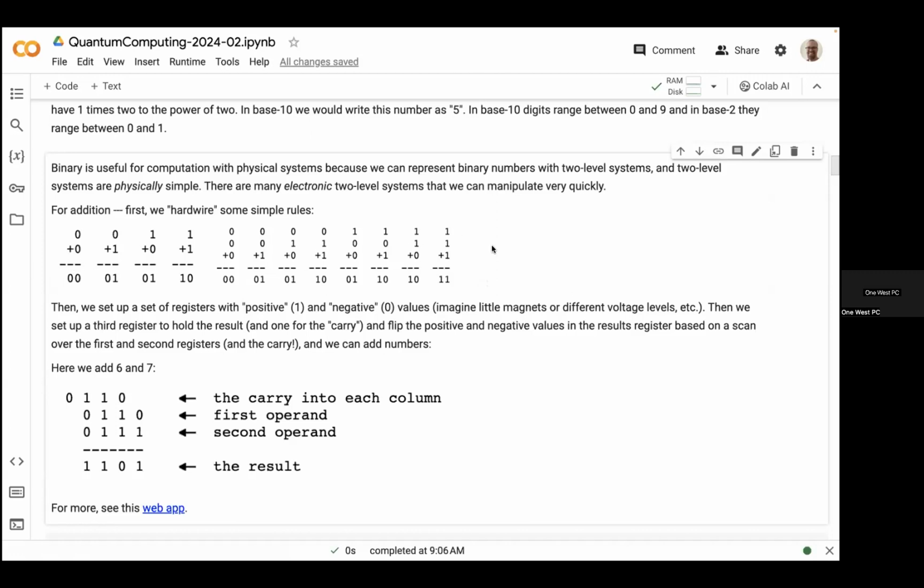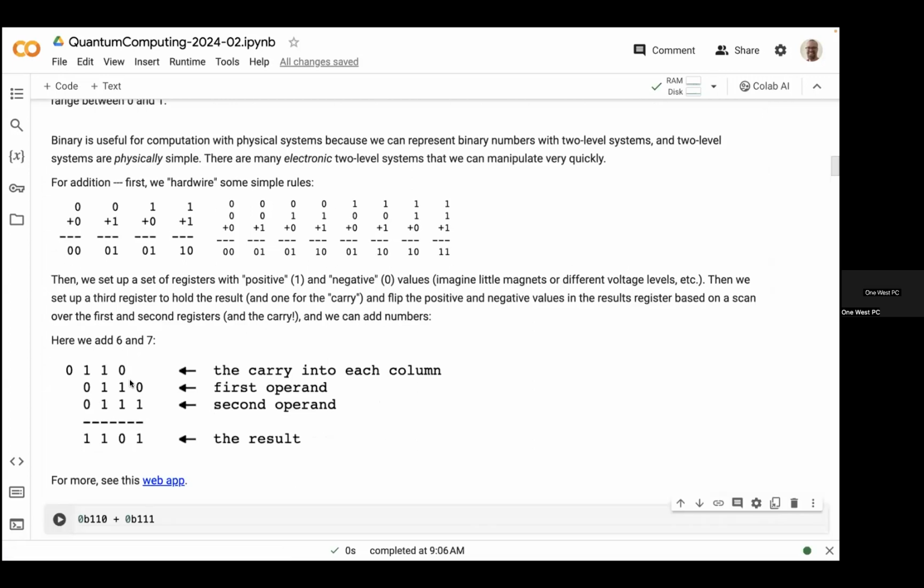So I can take this set of rules and use them to add 6 and 7. So you get your calculator and you type 6 plus 7. Way under the hood somewhere, something like this is going on. Those numbers are represented in binary. These rules are invoked for each column, and they tell you how to take all of the inputs and get these outputs. Okay, so far so good.